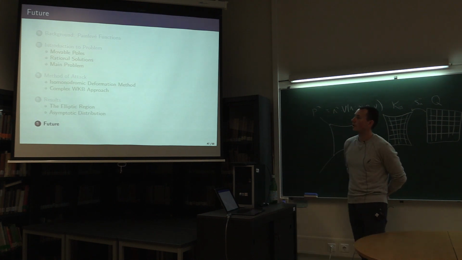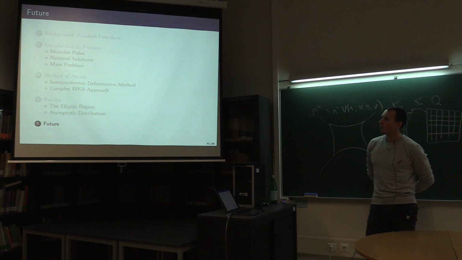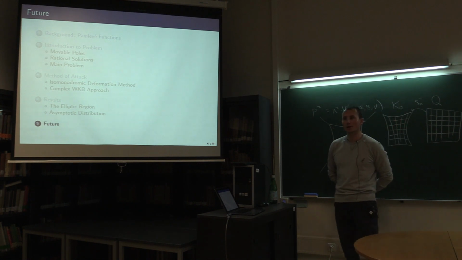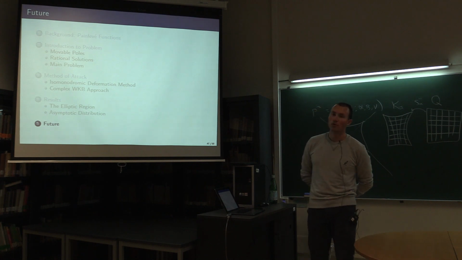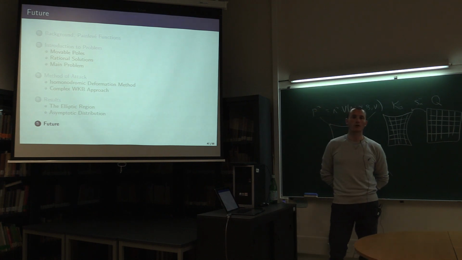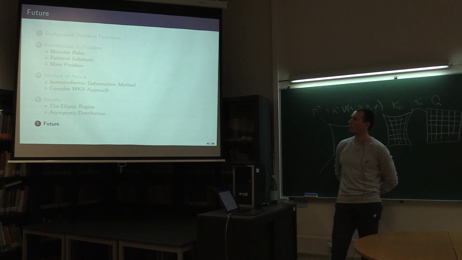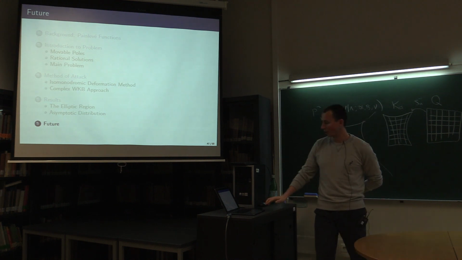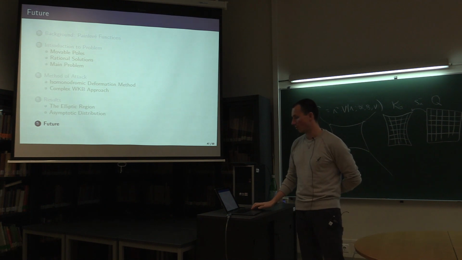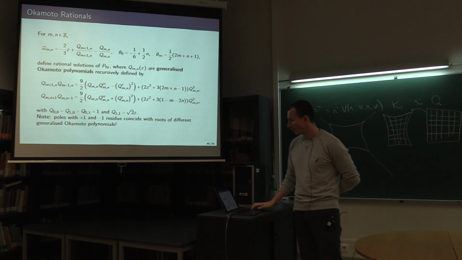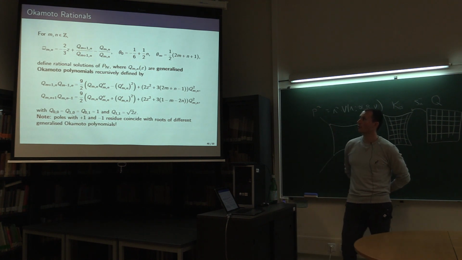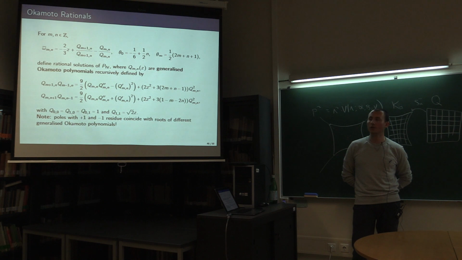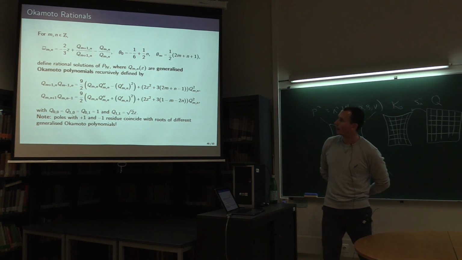Now, as to the future, we would like to refine our methods and try to tackle similar problems for more complicated families of solutions and try to understand the distribution of poles and these kinds of things. But for now, I'll just give one example of a problem we're working on at the moment. So there are Okamoto rationals. They're also rational solutions of the fourth Painlevé equation.